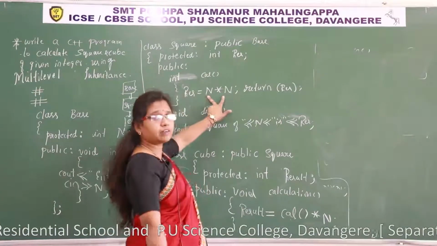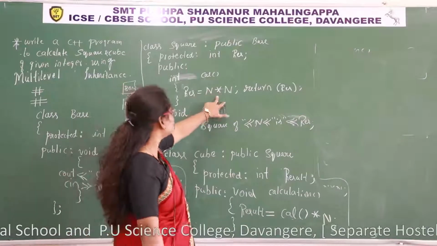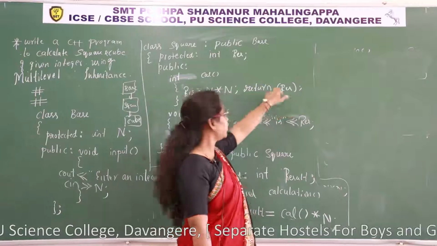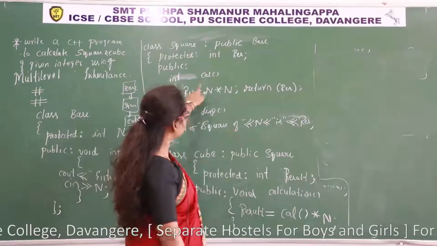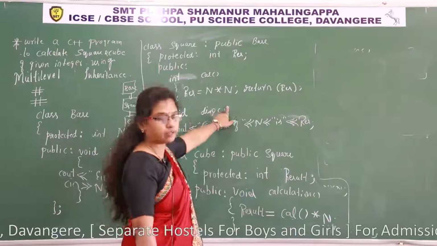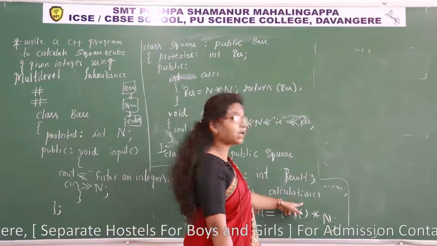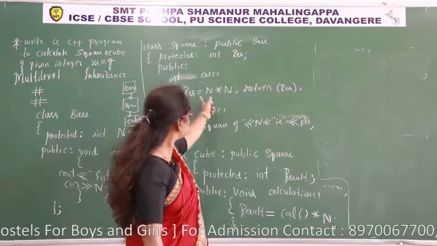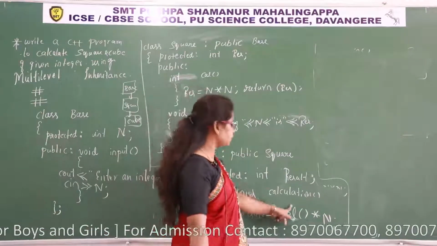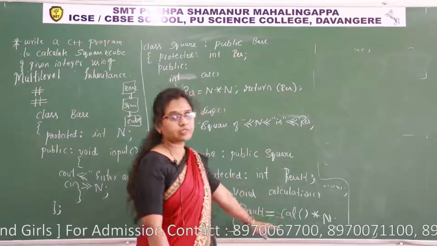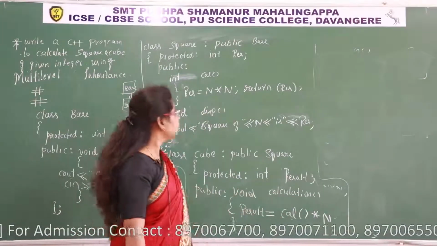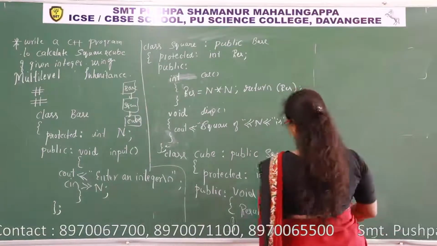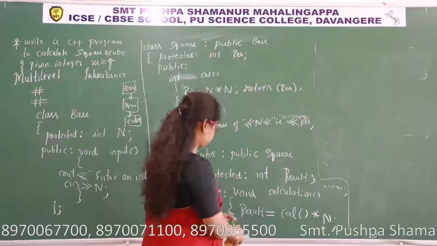N value, if I take n value is 3, 3 into 3, 3 3s are 9 will be stored in res. Then return res, where does it have to return? From where I call this function, to that function it returns a value. From where am I calling that function? From calculation function I am calling that function. So cal returns the value, that is 9. Again 9 into 3, 9 3s are 27. Then it gives the 27. Now I have to display the result here, or directly you can display here.